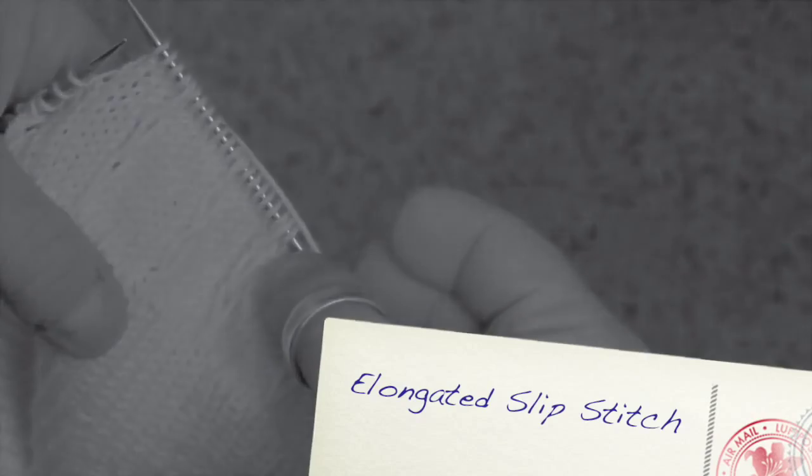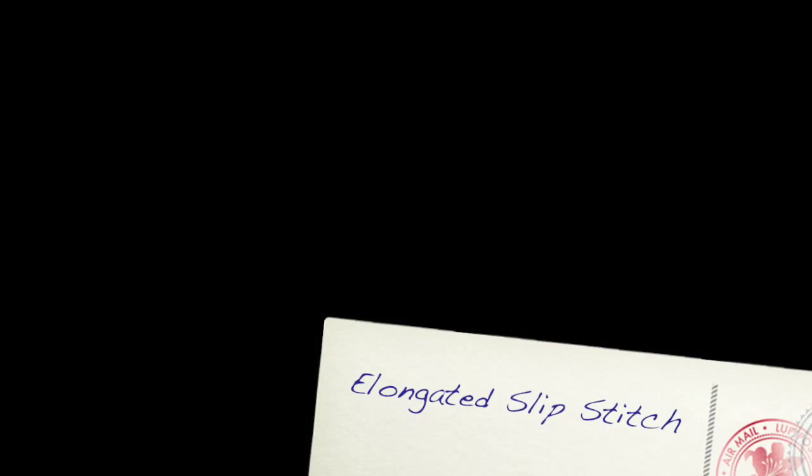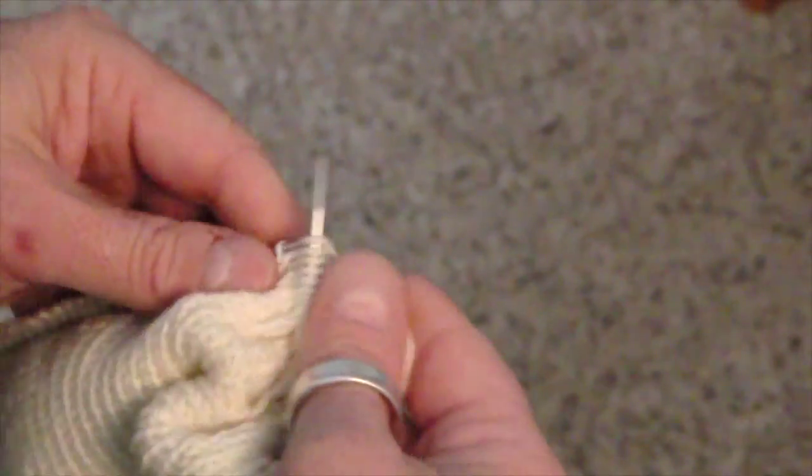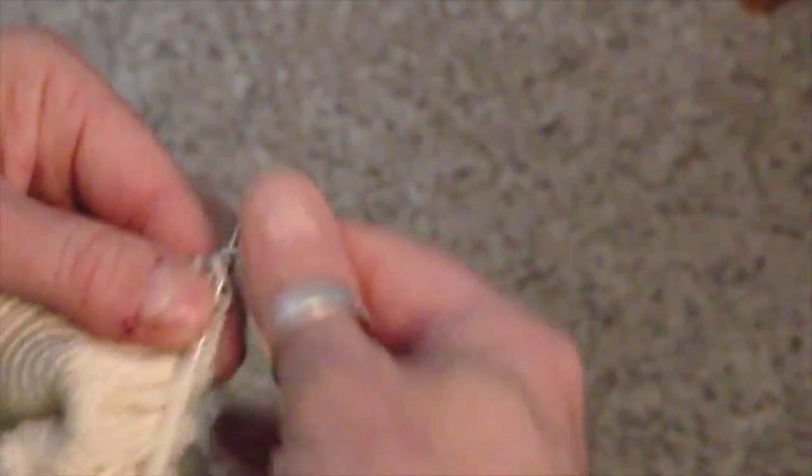What we will be working on today is the elongated slip stitch. This gives us the pattern in the front of the dress. Once you have your required 1-1 ribbing, you won't have an established slip stitch yet.